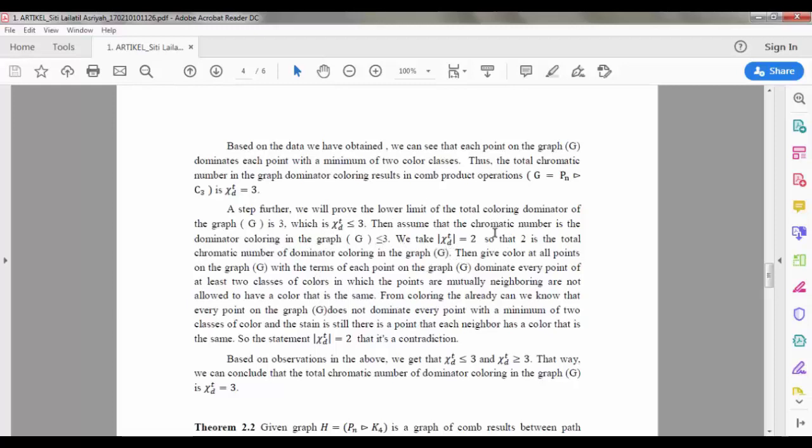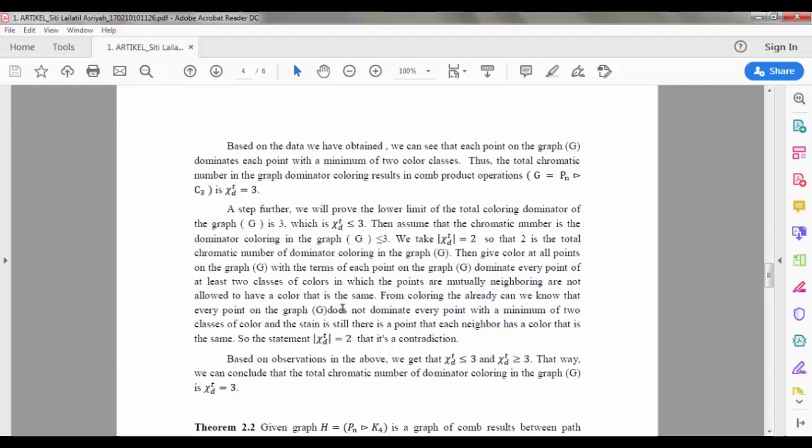From the coloring, we can know that not every point on the graph dominates every point with a minimum of 2 color classes. There are still points whose neighbors have the same color. So the assumption that it equals 2 is a contradiction. Finally, based on the observation above, we get that the total dominator chromatic number of G is less than or equal to 3 and greater than or equal to 3.